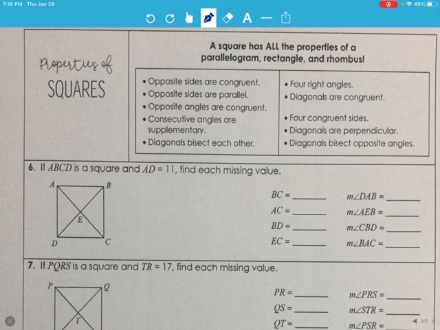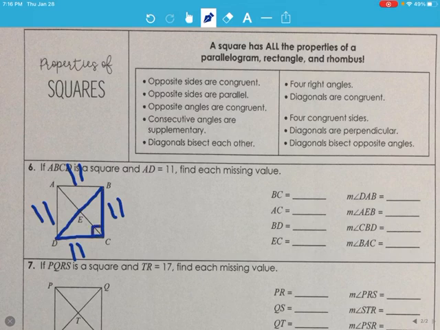I have a square, and I have AD is 11. They want me to fill in every missing side, every missing angle. We can totally do this. For starters, I know every outside is 11. Then I know I have a right triangle here because every hard corner is a 90-degree angle.